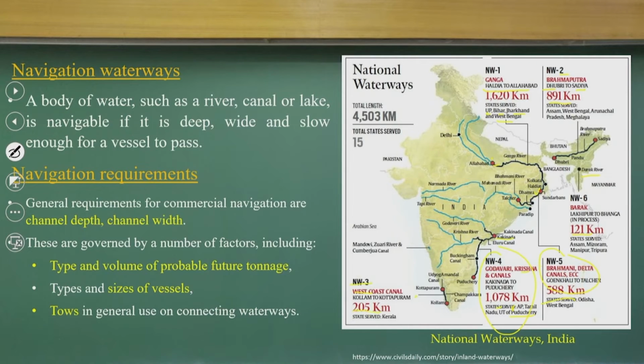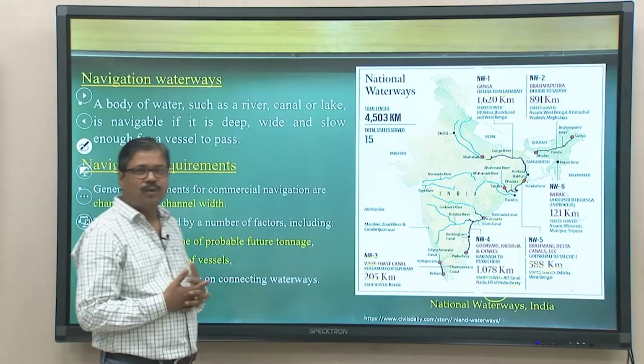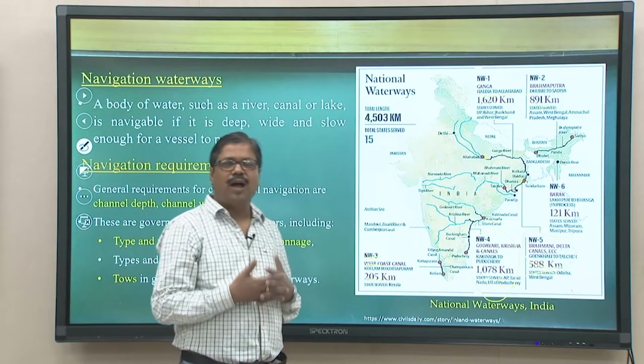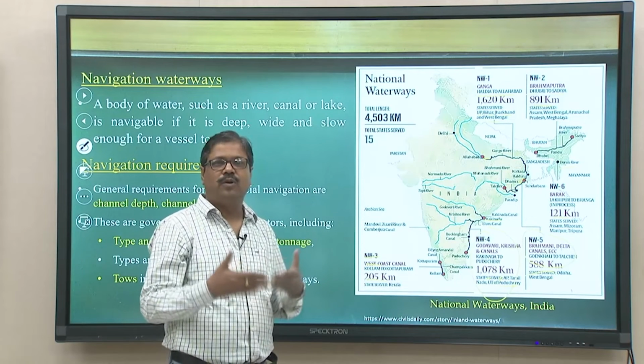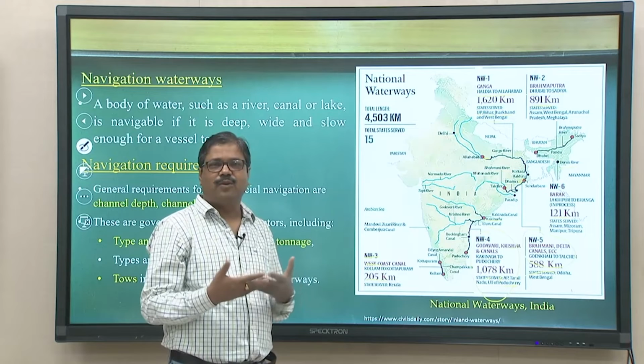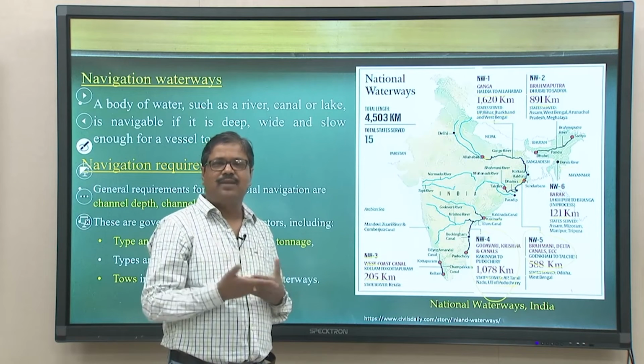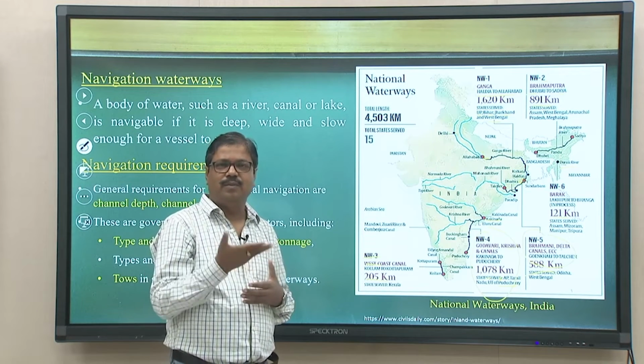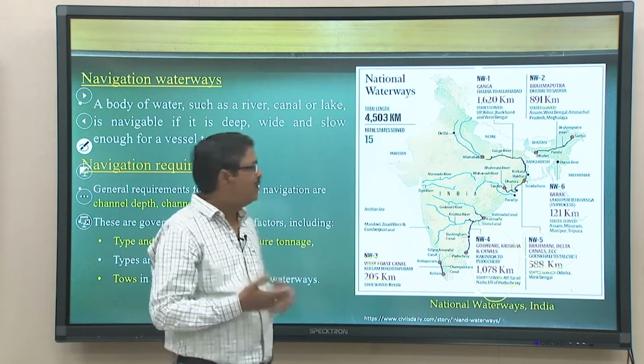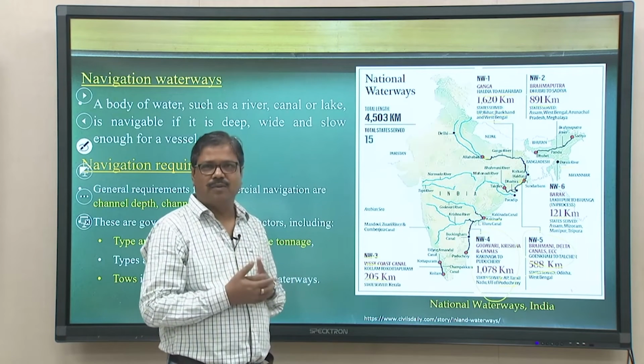If you look at these national waterway systems, what we need, to have them navigable, is to always have at least a minimum water depth. A minimum water depth should be there, so that the river is navigable.